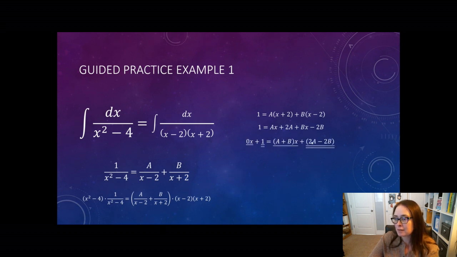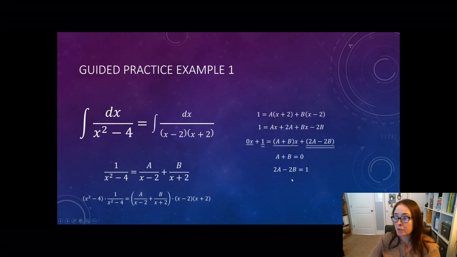And so I can group this if it makes it easier. This is an optional step here to see that I grouped the x terms together and factored the x out, and then I grouped the constant terms. And you can see which ones have to match up with the other side. So from this, I get a system of equations. a plus b has to equal 0 since there is no x term on the left side, and 2a minus 2b has to equal the constant term of 1 on the right side.